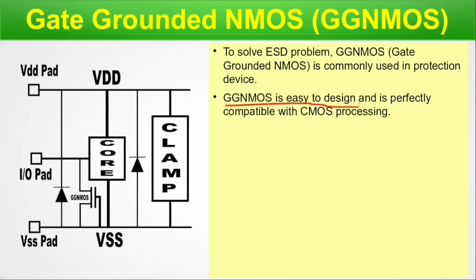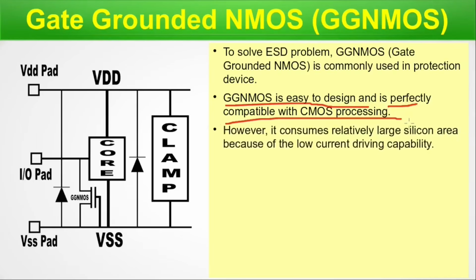GGNMOS is easy to design and it is perfectly compatible with CMOS process. However, it consumes relatively large silicon area because of the low current driving capability. So this is the comparison to the SCR, where the area is efficient. Here the area is inefficient of the GGNMOS.